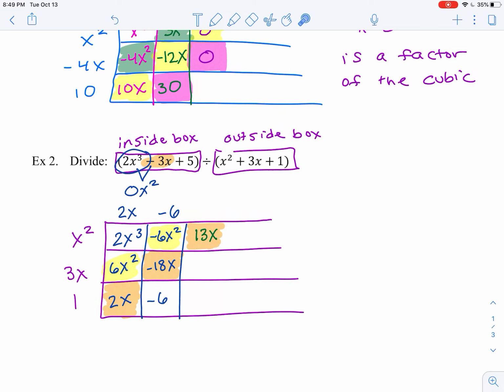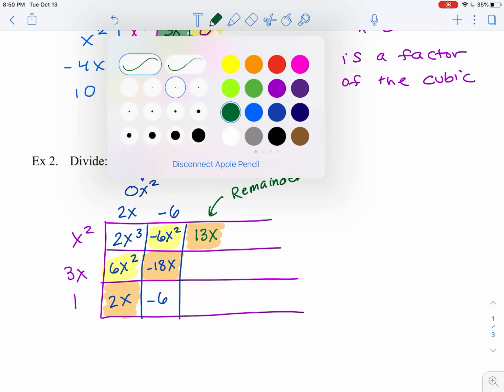Well, here's how I know I'm done. I can't think of anything that would multiply by x squared to give me 13x, right? It would have to actually divide by something to get that. So that's what tells me, oh, this column is going to be my remainder. So that's great to know because now I know this is my last column.